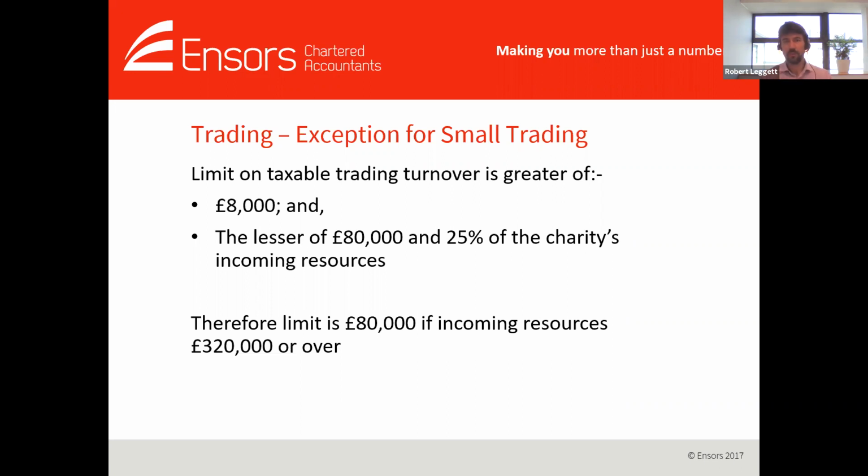Now, the problem with the small trading exception is that it's all or nothing. So if you go over the £80,000 and you can't claim that reasonable expectation that I talked about, all of your non-primary purpose trading income is taxable. It's not a question of just the top slice being taxable.